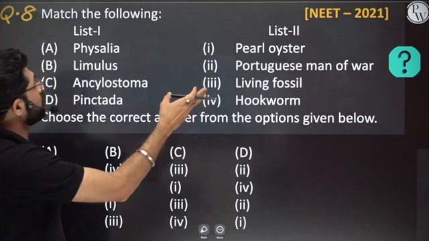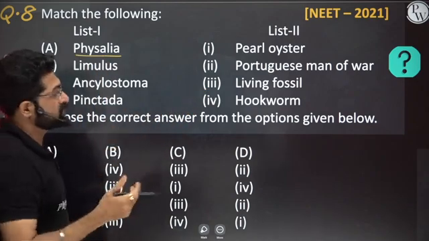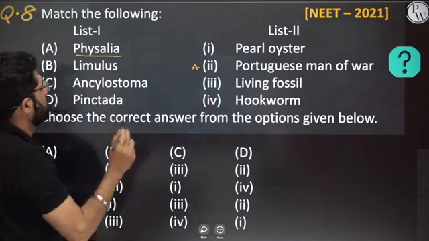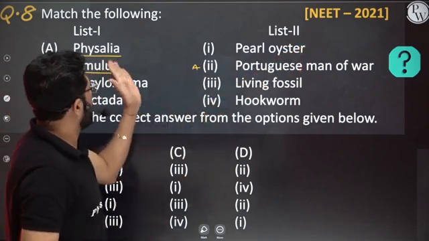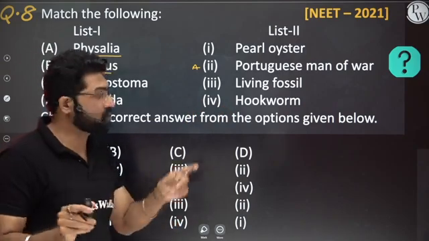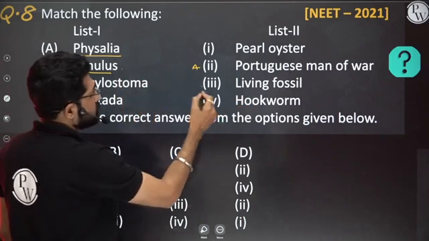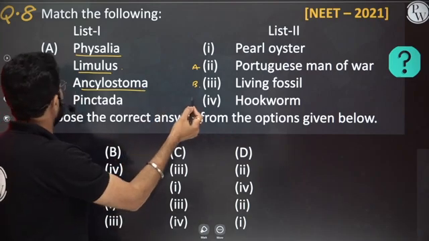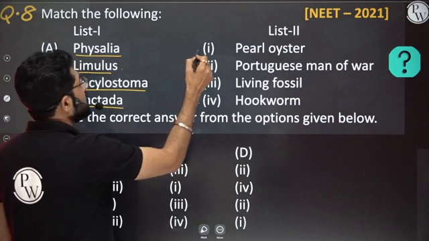Now again, NEET 2021 question we'll see. Physalia common name is Portuguese man-of-war. Simple, you go for A here. Limulus, you see in 2021 they have just asked you the common names only. Limulus is living fossil. That is B. Ancylostoma is hookworm. You go for C. Pinctada is the pearl oyster. You go for D.